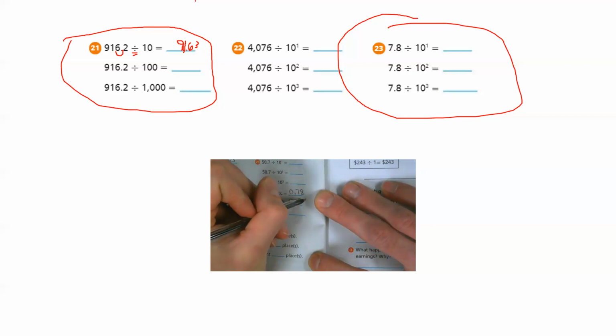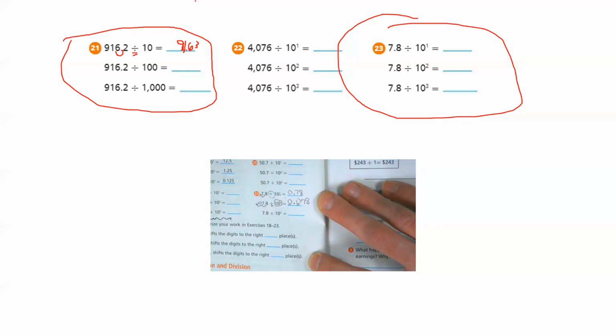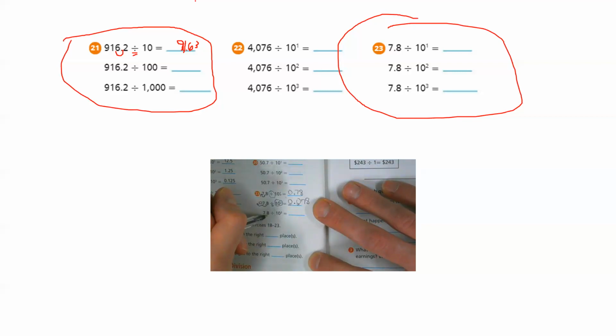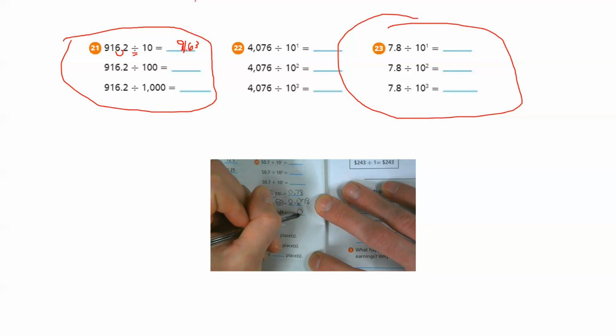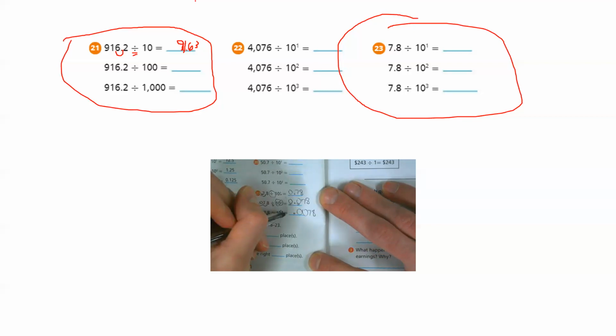This 0 totally matters because it pushes these over. So it's 78 thousandths instead of 78 hundredths. That 0 matters. And then look at how many zeros we're going to add here. After you go left 1, you still have 2 more spots. So 0.0078.